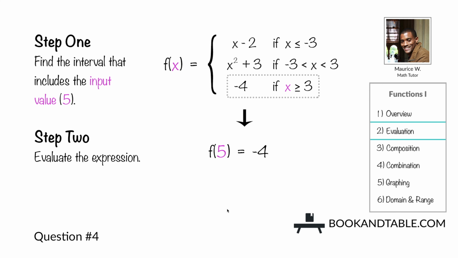Let's now have a look at question number 4. You were asked to evaluate f of 5. So we want to find the interval that includes the input value 5. And that would be x is greater than 3, since 5 is greater than 3. So now when we evaluate the expression here, it's always going to be equal to -4. So we get f of 5 is equal to -4.